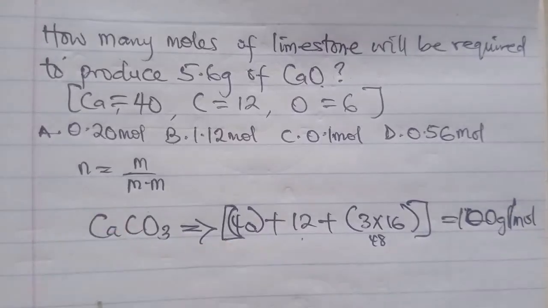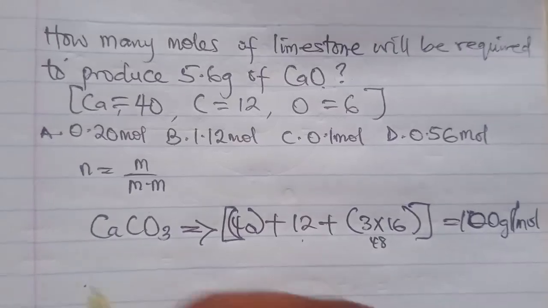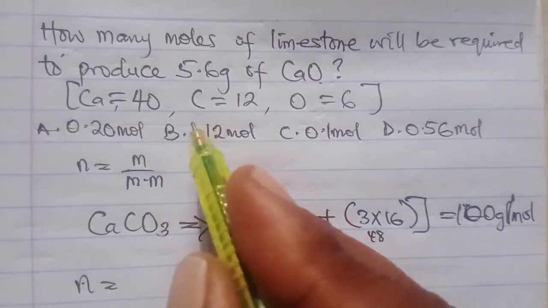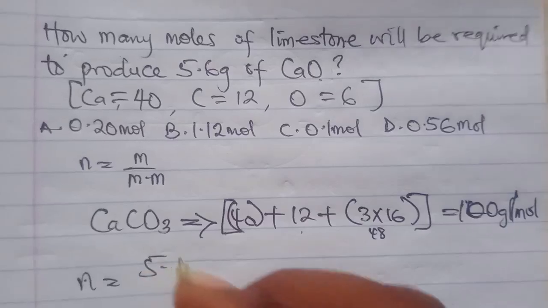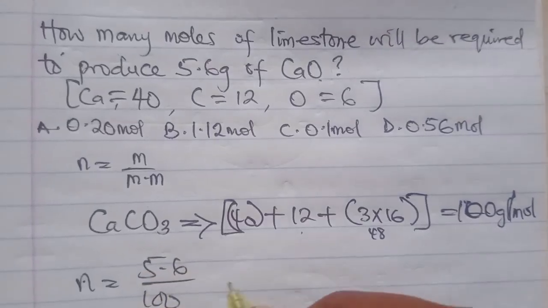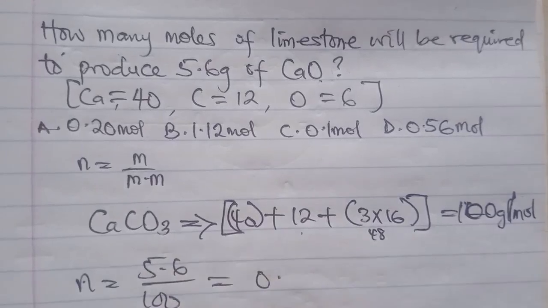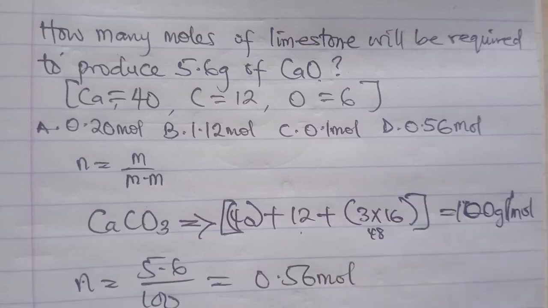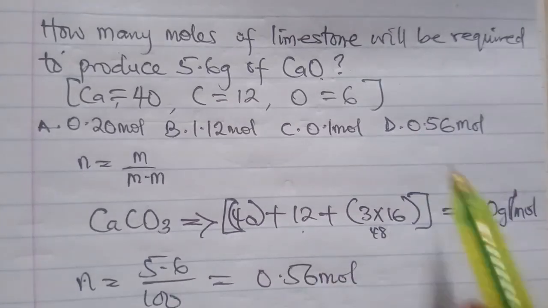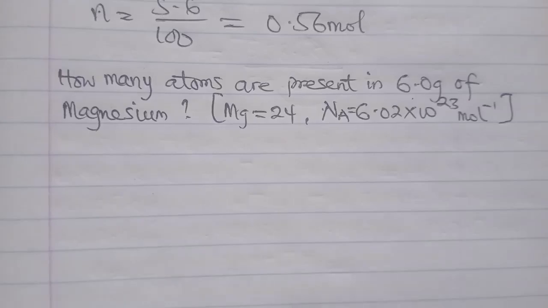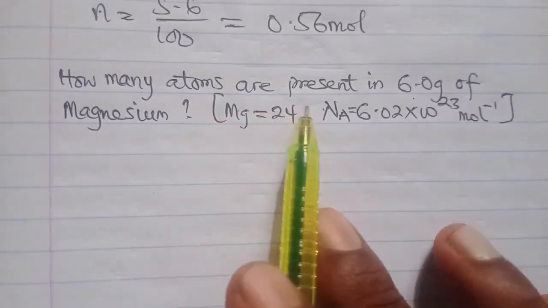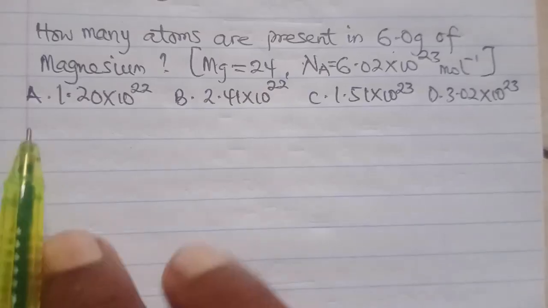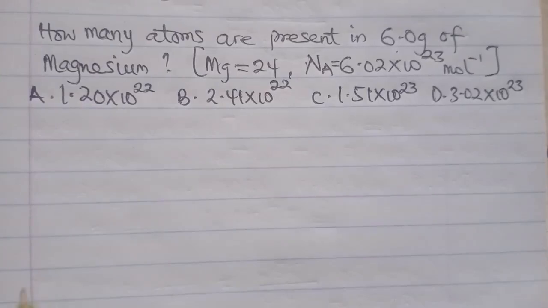Therefore, number of moles, with 100 being underneath and mass on top, the mass is 5.6, so 5.6 divided by 100, which is what we're going to get, is 0.56 mole, to 2 decimal places. That is option D. Another question says, how many atoms are present in 6.0 grams of magnesium? These are the options. Feel free to pause the video and try it for yourself.